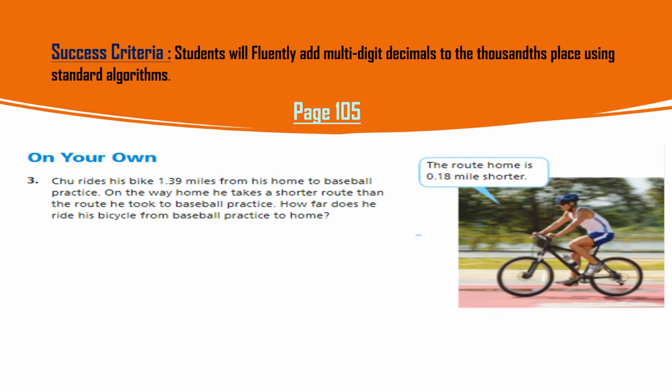So first of all, here is this one. Okay, so I write here 1.39 miles. Okay. On the way home, he takes a shorter route than the route he took to the baseball practice. How far, meaning how much is left? How far does he ride his bicycle from the baseball practice to home? Okay, so the route home is 0.18 miles shorter. Okay, 0.18 miles shorter. So how far does he ride?